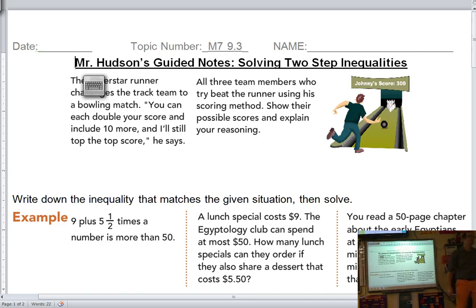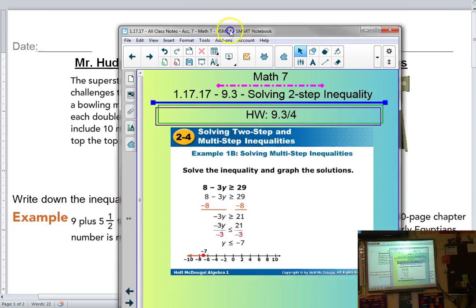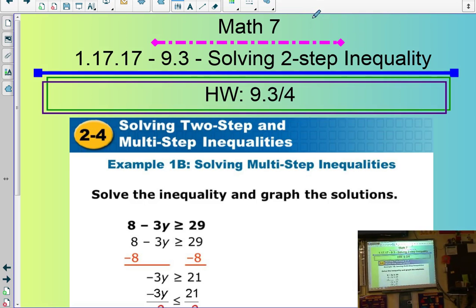Who can remind us, I guess I should show, today is the 17th, by the way. Your homework is 9-3. I think it's combined with 9-4. I don't think there's very many homework assignments in 9, but it'll either be just 9-3 or a combined 9-3, 9-4.